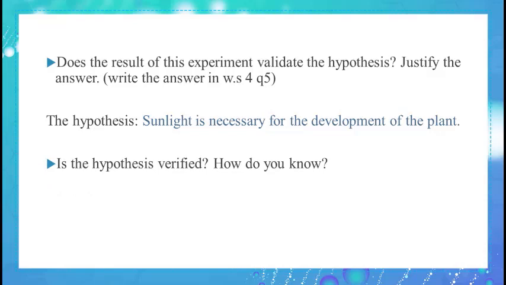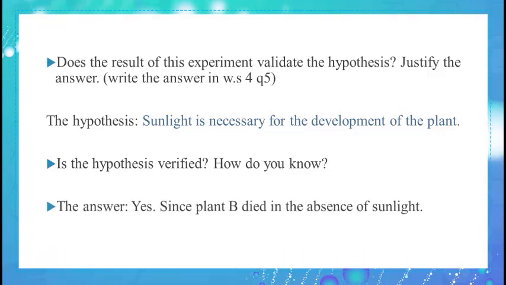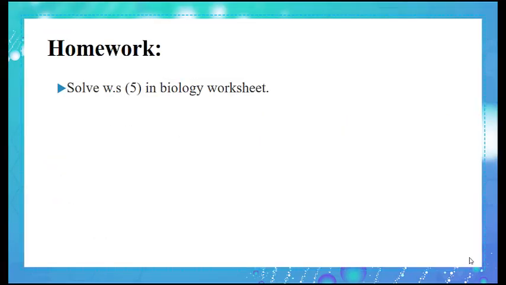What happened to plant A that was put in the sunlight? It developed normally. What happened to plant B that was put in the dark? It died and faded. So, is sunlight necessary for the development of the plant? Sure it is, since plant B that was put in the dark faded and died. So here the answer is yes, the hypothesis is verified since plant B died in the absence of sunlight.